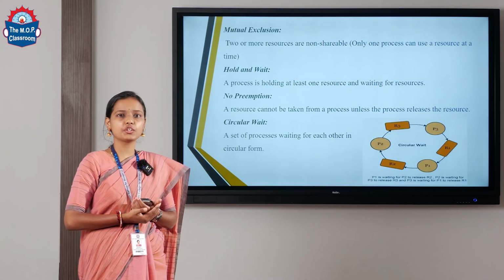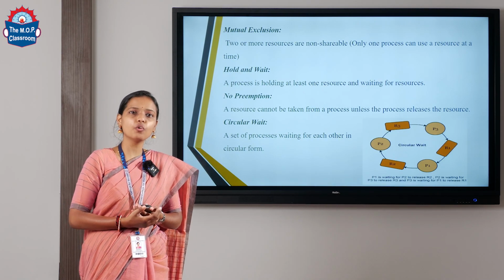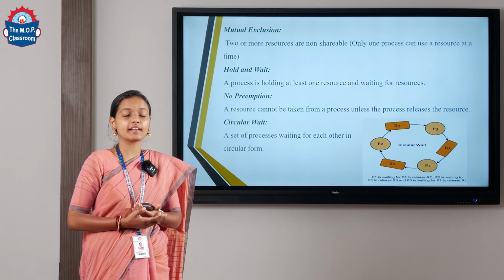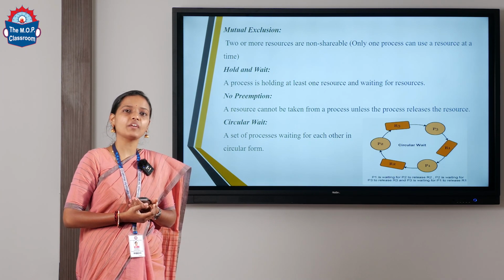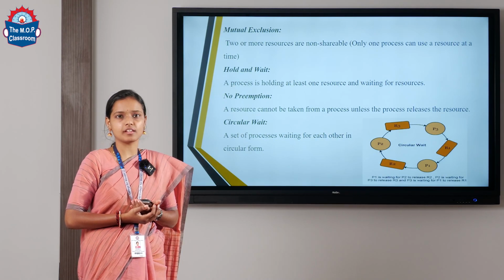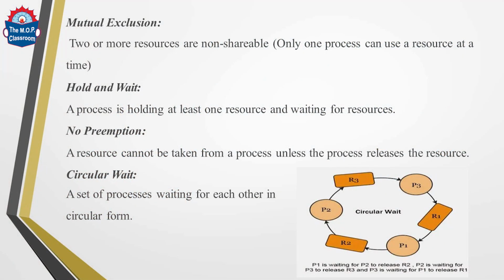The third condition is no preemption. Preemption means forcefully removing a resource from a process. But here we are not supposed to forcefully remove any resources from a process. The process will acquire the resource, complete its task and eventually release the resource by itself. So there is no forceful release of a resource. If this particular condition holds, then the system is likely to get into a deadlock situation.